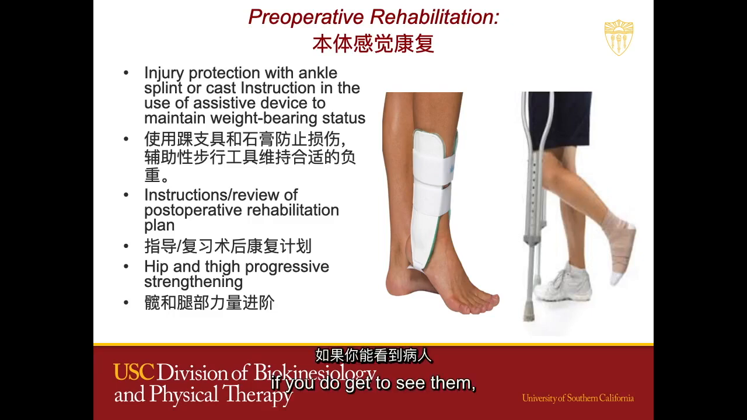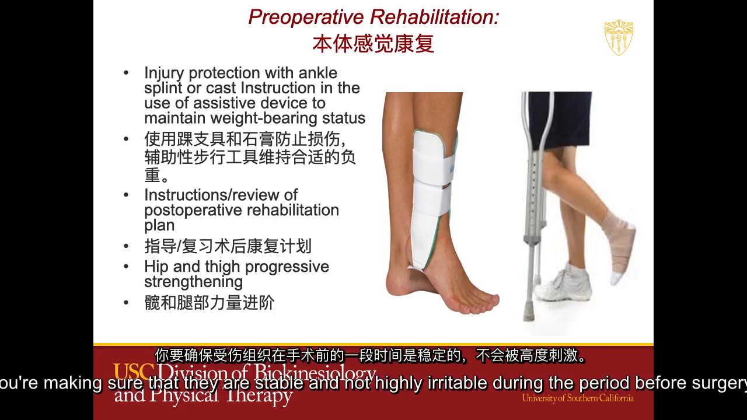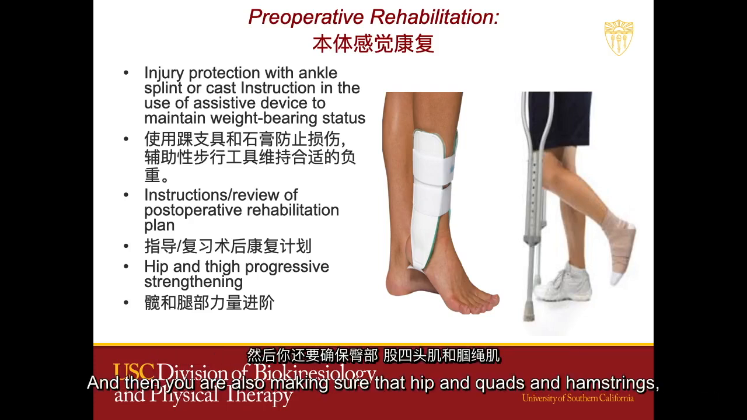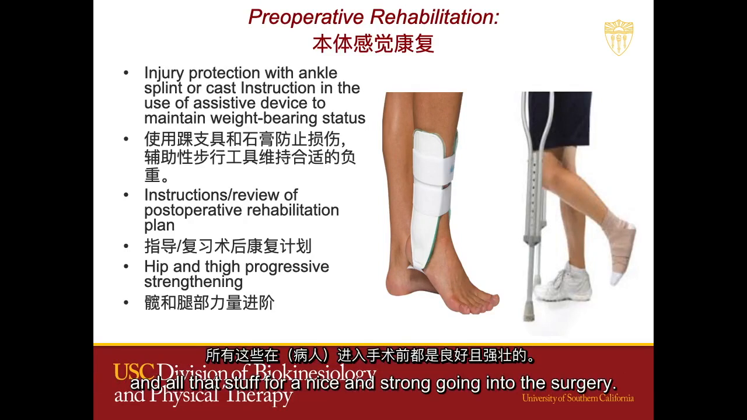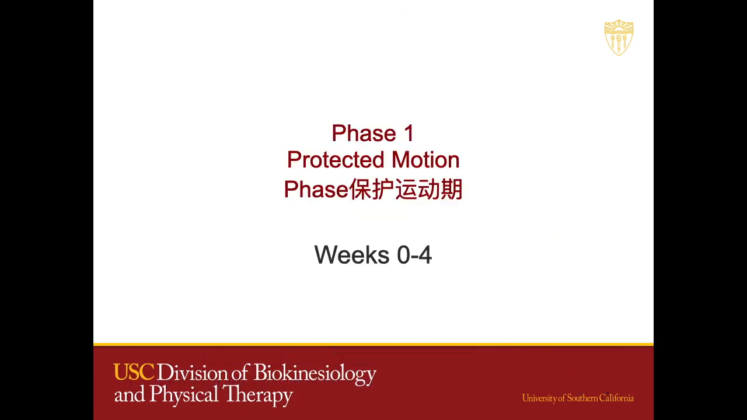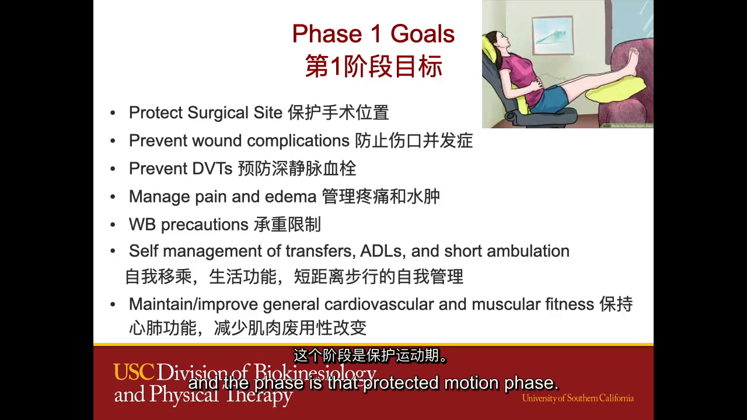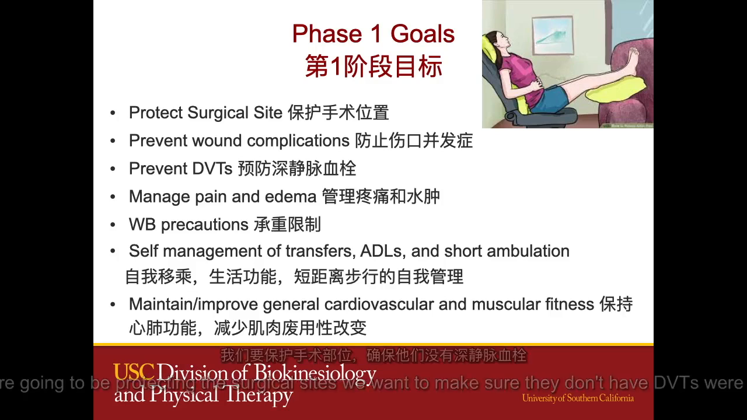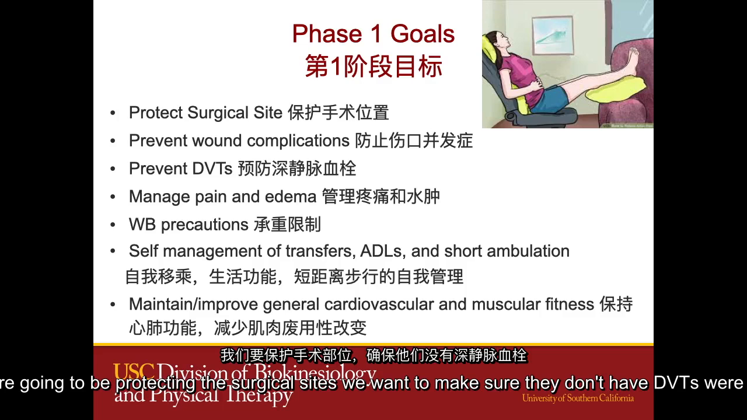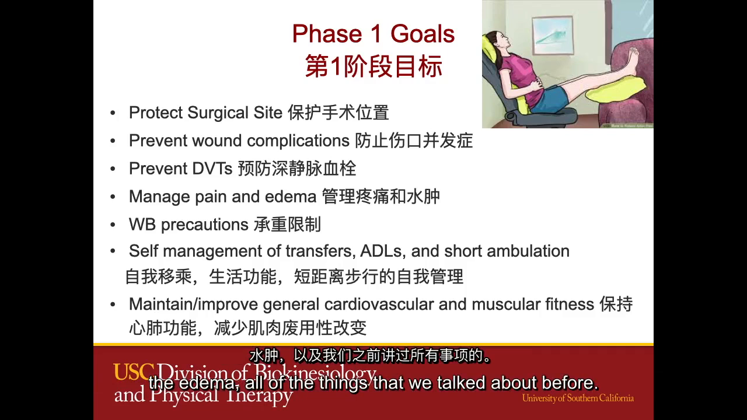Preoperatively, if you do get to see them, you're basically giving them some sort of brace. You're making sure that they are stable and not highly irritable during the period before surgery. And then you're also making sure that hip and quads and hamstring and all that stuff are nice and strong going into the surgery. So following surgery, the first phase usually lasts for about 4 weeks. And this phase is that protect and motion phase where we're going to be protecting the surgical site. We want to make sure they don't have DVTs. We're managing the edema. So all of the things that we talked about before.